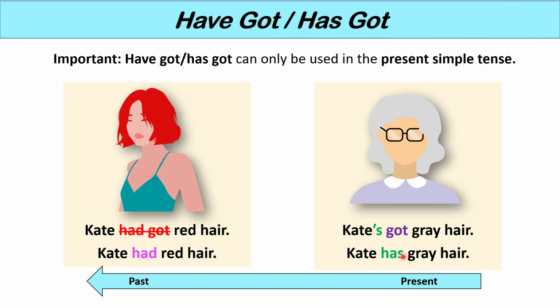Has got and has is the same when we are talking about possessions, belongings, body parts, illnesses, and relationships. But in the past, you could not say Kate had got red hair when she was younger. That is incorrect. You have to say Kate had red hair. So we only use have got or has got in the present simple tense.